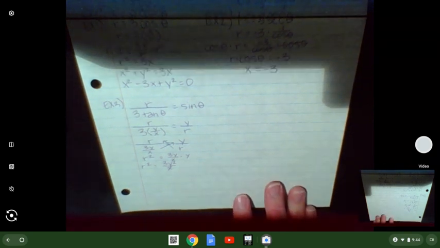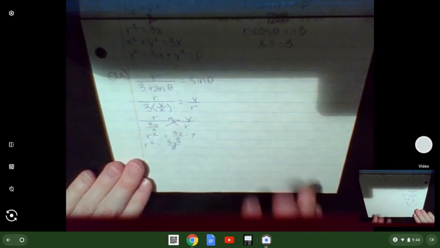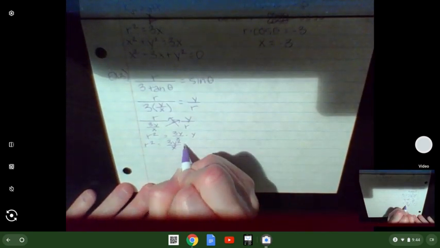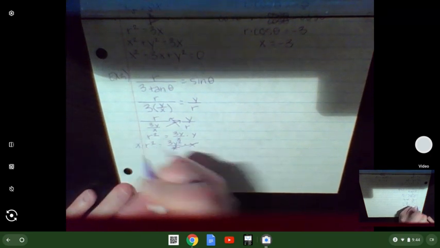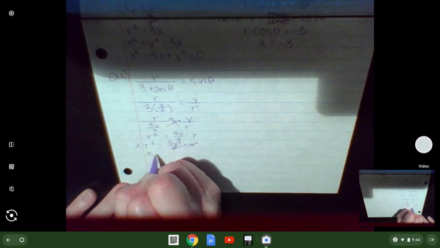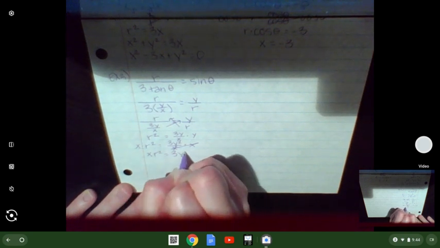Very similar to the first two examples, we don't like fractions. So I'm going to get rid of that fraction by multiplying by x on both sides, leaving us with x r squared is equal to 3y squared.